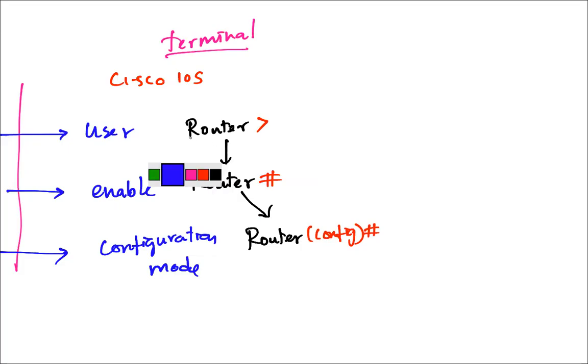See, there is no way that you can directly jump from user to configuration. You have to go to the enable mode and then only you can go to the configuration mode. So the command is very simple. Most of you have guessed it already, I guess. Enable. If you type enable, then it's going to take you to the enable mode.